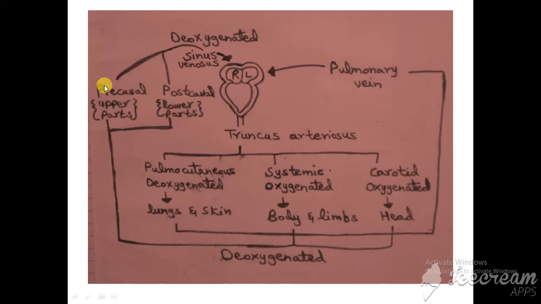From these 2 vessels, the deoxygenated blood will enter the sinus venosus, and from the sinus venosus, the deoxygenated blood will enter the right auricle. So this is the complete circulatory system in the amphibians.